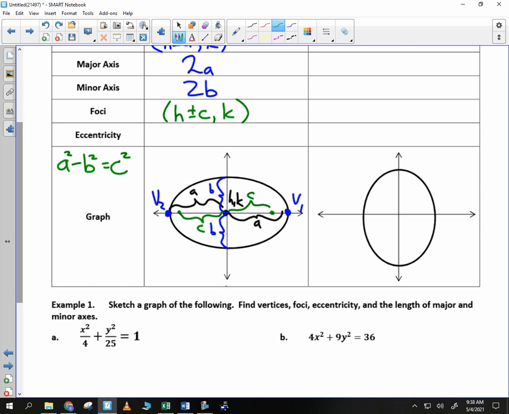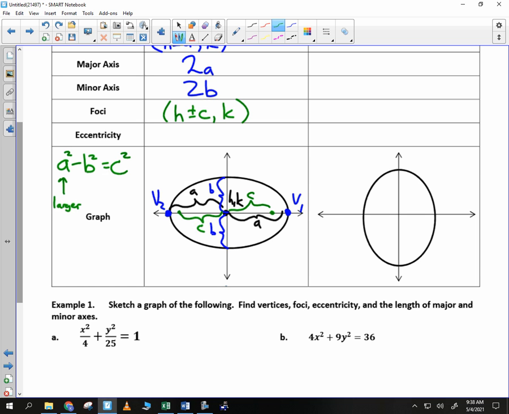And if a squared minus b squared is c squared, it's very important that a squared is larger. So when you're trying to find out which one's a and which one's b, a has to be the larger of the two. Otherwise, you're going to get a negative. Okay? We good?